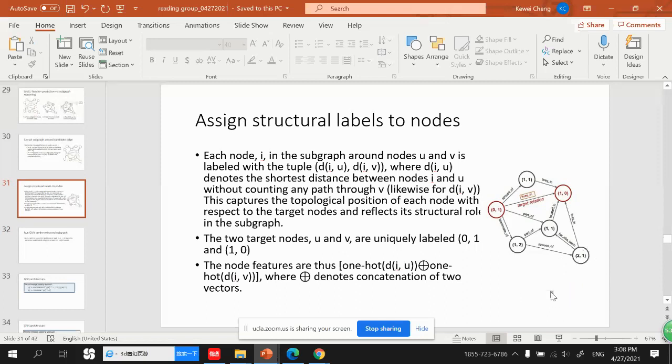So basically, in this case, you just distinguish the direction between those 2 target nodes, right? But the directional information of other nodes with respect to the target node, you don't distinguish, right? Yes.